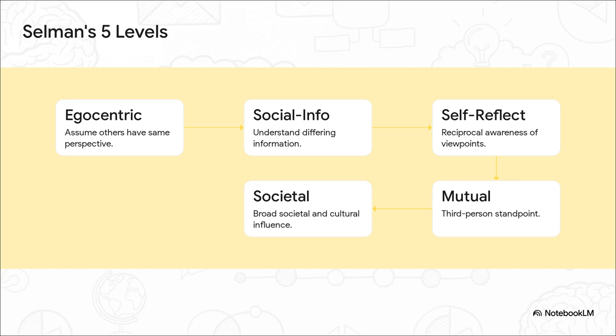Then, level 2, ages 8 to 10, is self-reflective. A child can now mentally step into another's shoes and actually know the other person can do the exact same thing. Level 3, ages 10 to 12, is mutual perspective taking. Here, they can step back and look at a two-person dynamic from the viewpoint of an impartial third party. And finally, level 4, ages 12 and up, is societal perspective taking. Adolescents realize that viewpoints are shaped by broader cultural and moral values. This whole sequence perfectly illustrates the universal stages of cognitive decentration.